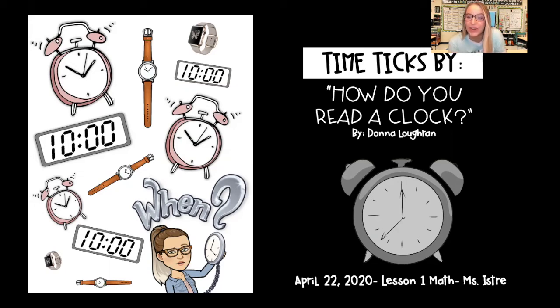Hey guys, we are on to our first math lesson in digital learning, and today we are going to be learning about how to read a clock. So we're going to be reading the book Time Ticks By, How Do You Read a Clock by Donna Loughran. We're not going to read the whole book, but we are going to go through a few pages and really hit on the most important parts.